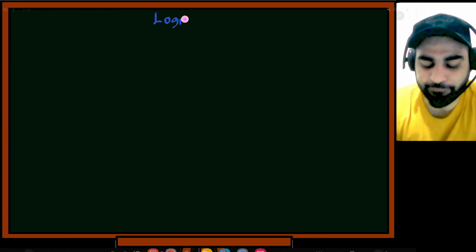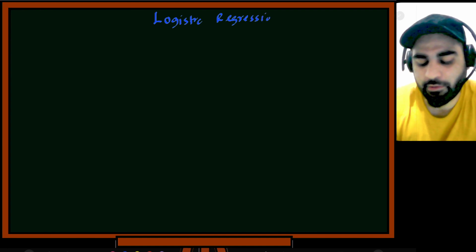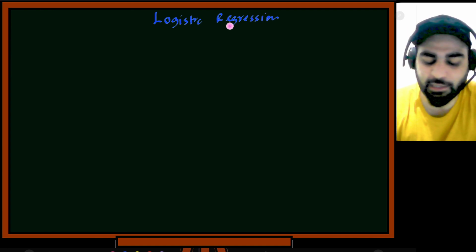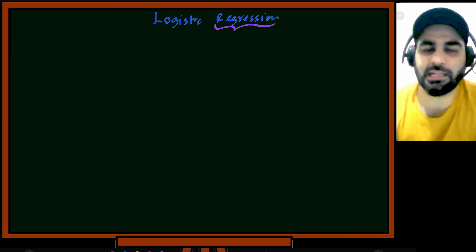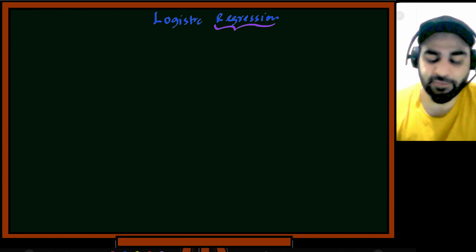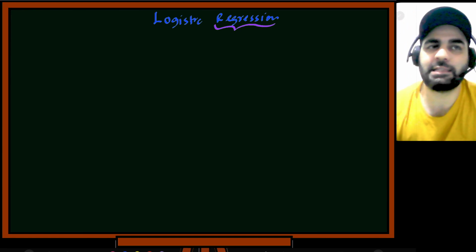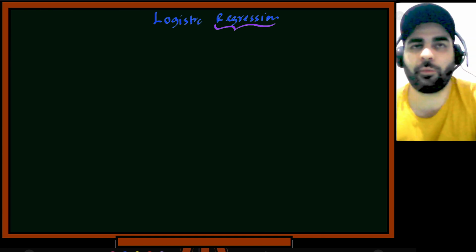Hello everyone. So in the previous session, we started our discussion on logistic regression. In logistic regression, do not get confused by the term regression. This actually is a classification algorithm, and it assumes that data is linearly separable. You all know the meaning of linearly separable.